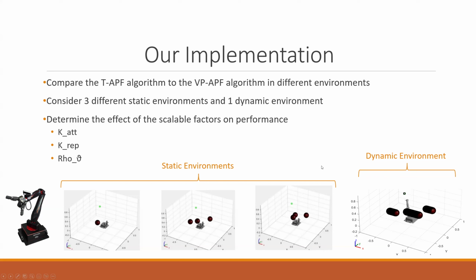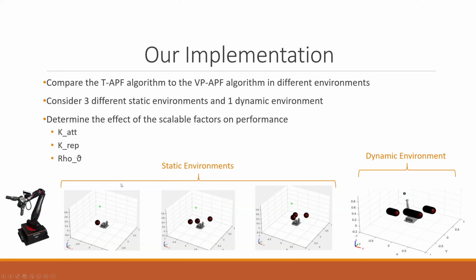Our goal is to determine the effect of the different scalable parameters, these scalable factors, and how they affect the performance of the robot. So the first scalable factor we consider is K attraction, which scales the attractive force that pulls the end effector towards the goal. Then you have the K repulsive factor, which scales the repulsive force from the obstacles. And then you have the rho theta, which defines the effective area of repulsion around obstacles.